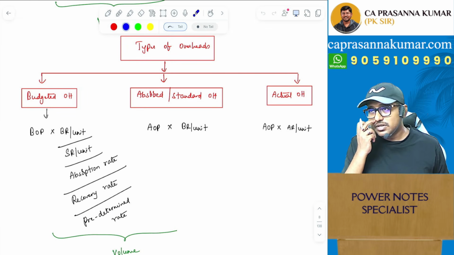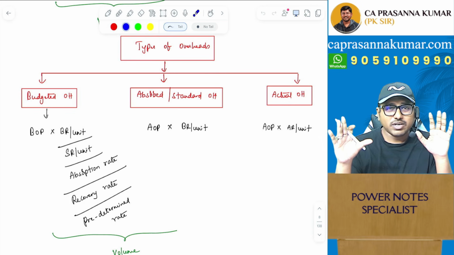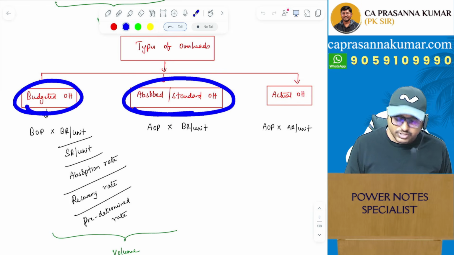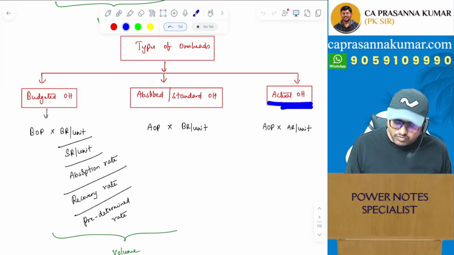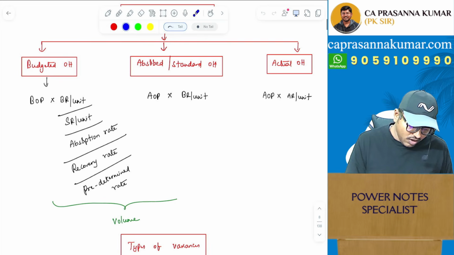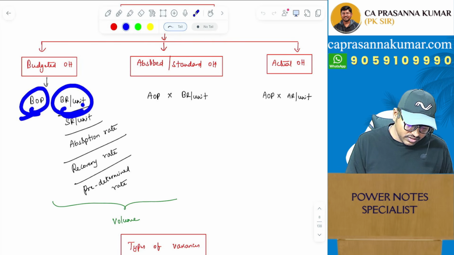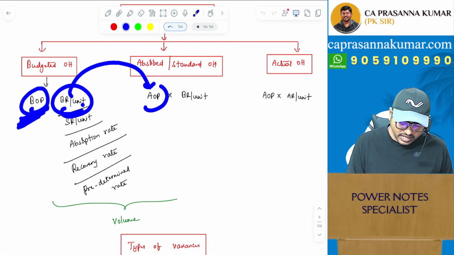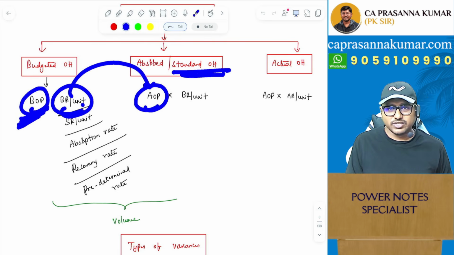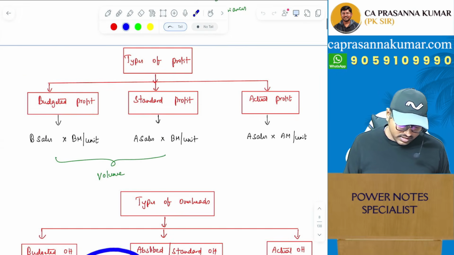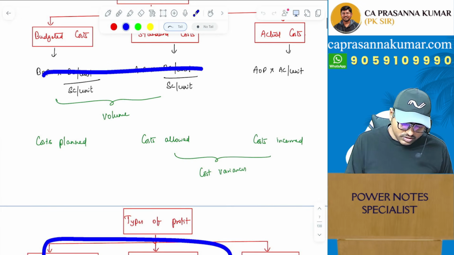So right now, because it's a revision session, if you don't have the background, you just need to understand what is what. That's all. How many types of overheads are there? Three types. Budgeted overheads, absorbed, which can also be called as standard overheads. Third one is actual overheads. Okay. How to calculate budgeted overheads? Very simple. Budgeted output into budgeted rate per unit. This budgeted rate per unit, instead of multiplying with budgeted output, if you multiply with actual output, it automatically becomes standard overheads. This we have already learned in the form of cost as well as in the form of profit, correct? In profit also we have seen the same. In cost also we have seen the same.